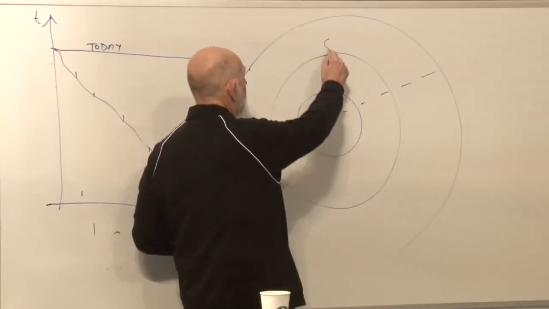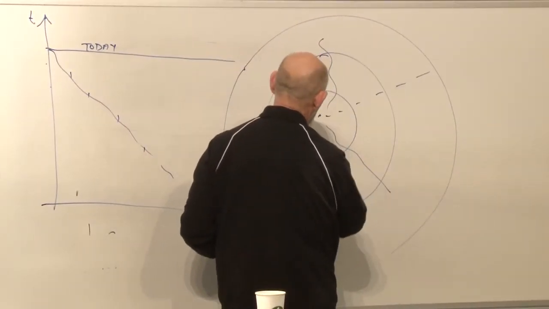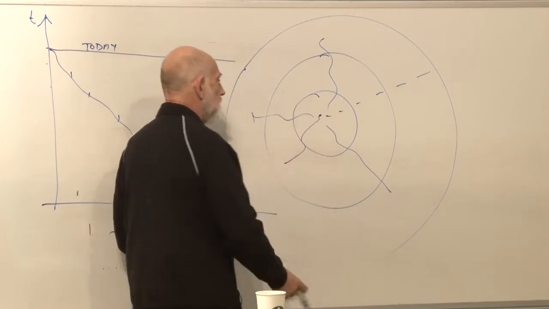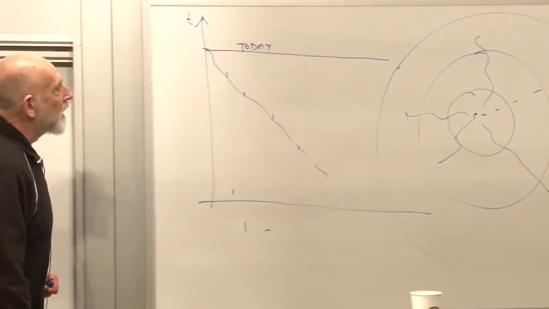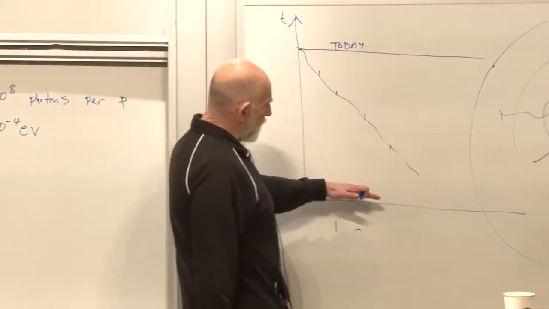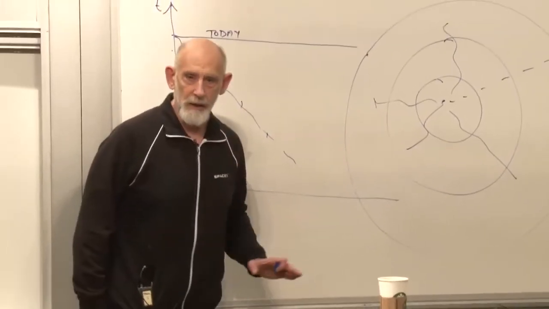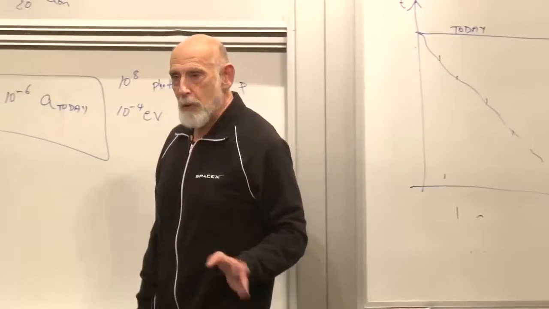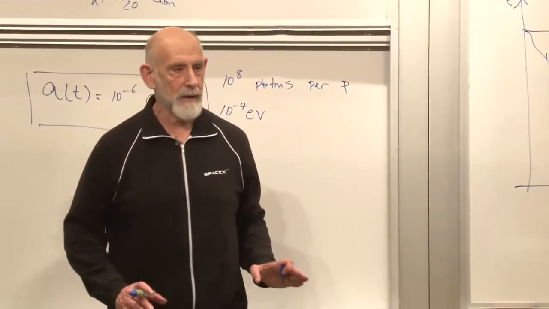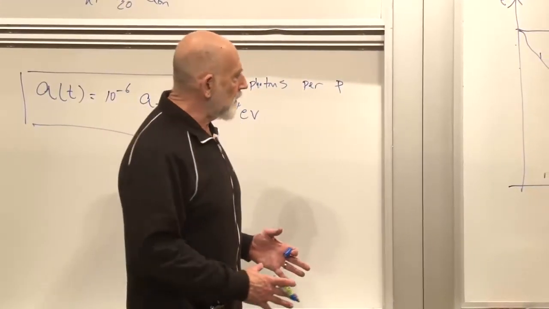Now, we see light coming in from different places, and that's the subject of astronomy, of course. But before decoupling took place, the universe was ionized. That's the whole point. Light scatters a great deal from ionized material.